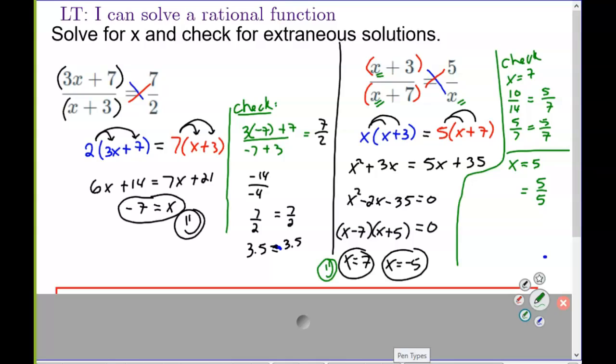I'm checking a negative 5. So negative 5 plus 3 is negative 2. Negative 5 plus 7 is 2. And then 5 over negative 5, I get negative 2 over 2, which is negative 1. 5 over negative 5, which is negative 1. And that also works. So I have 2 true expressions.